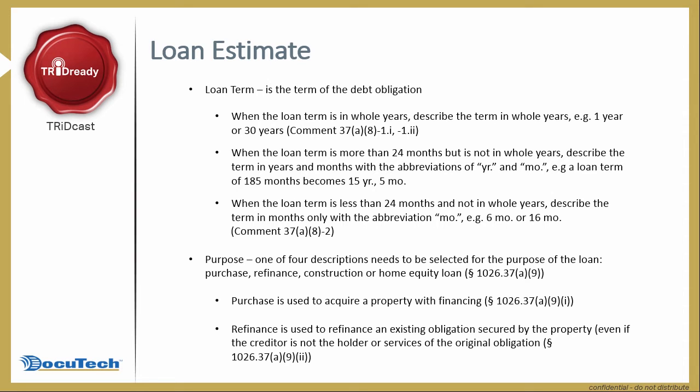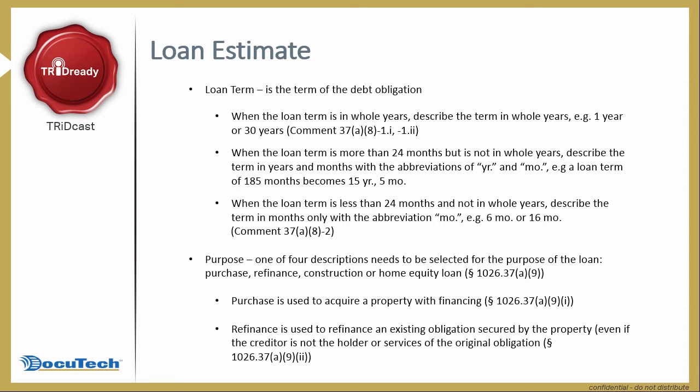Next, Anne-Marie is going to cover the purpose section. Under the purpose section, there are only one of 4 descriptions that can be chosen, and they are purchase, refinance, construction, or home equity loan.